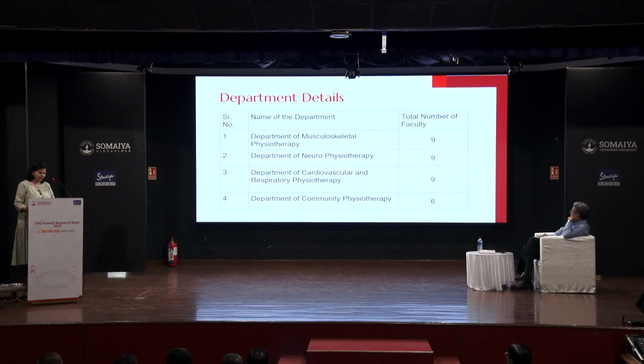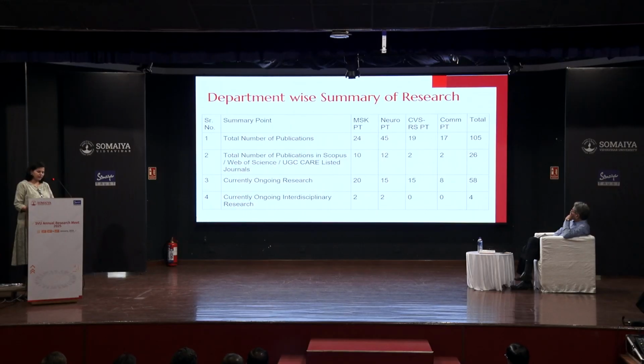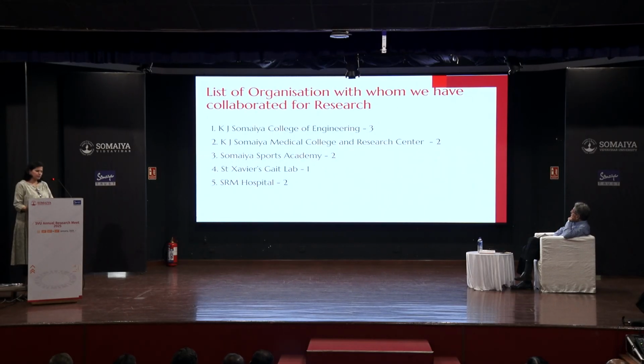These are the number of faculty per department, total 33. The total number of publications I have kept for 5 years. In the last 1 year, we have 7 publications in indexed journals, and we are geared to increase that number. The number of interdisciplinary courses and interdisciplinary research is also to be increased.